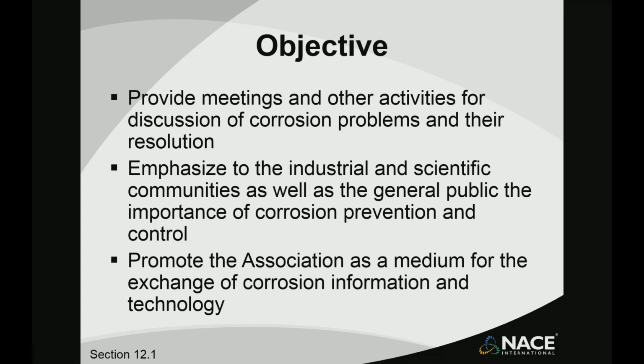The objective of any NACE section activity is to provide meetings and other activities for discussion of corrosion problems and their resolution. It's to emphasize to the industrial and scientific communities, as well as the general public, the importance of corrosion prevention and control, and to promote the association as a medium for the exchange of corrosion information and technology. All activities must meet the mission of the association.